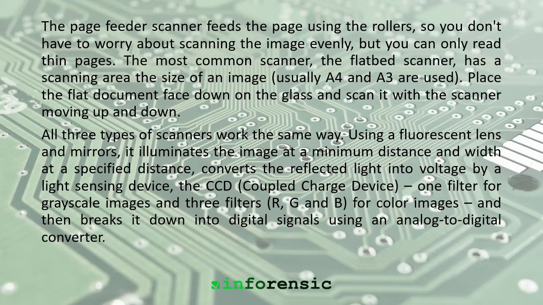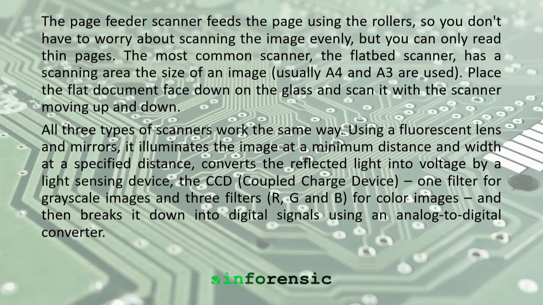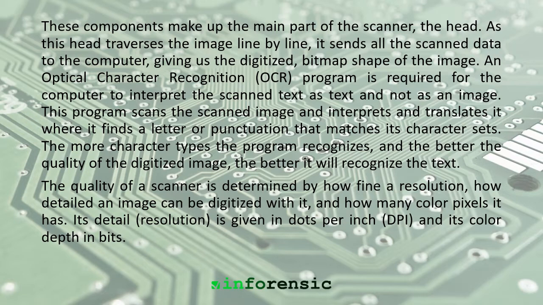Using a fluorescent lens and mirrors, it illuminates the image at a minimum distance and width at a specified distance, converts the reflected light into voltage by a light sensing device, the CCD, coupled charge device, one filter for grayscale images and three filters, R, G and B, for color images, and then breaks it down into digital signals using an analog to digital converter. These components make up the main part of the scanner, the head. As this head traverses the image line by line, it sends all the scan data to the computer, giving us the digitized bitmap shape of the image.